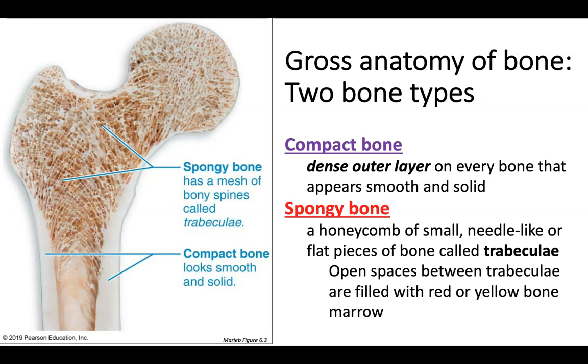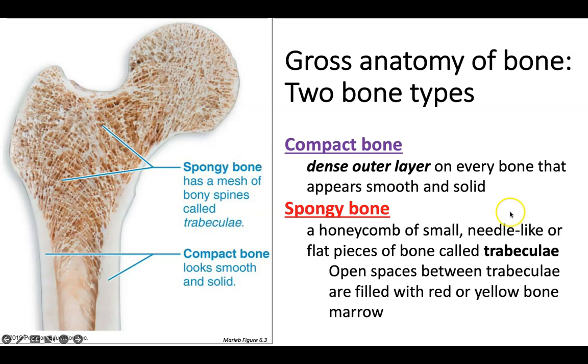So here again is a review of the gross anatomy of bone, and in particular the 2 types of bone. Compact bone is going to be found on the outer layer of a bone, and it's going to be dense and it appears smooth and solid. Spongy bone is going to look sort of like a honeycomb, and it's going to be found within a bone.